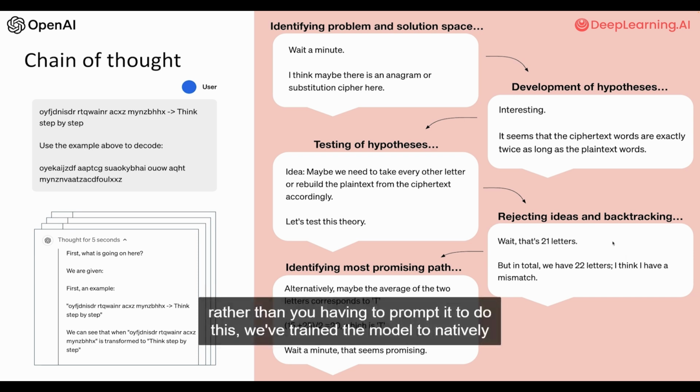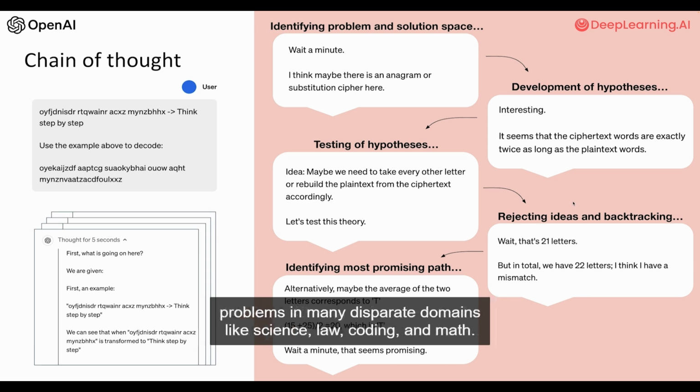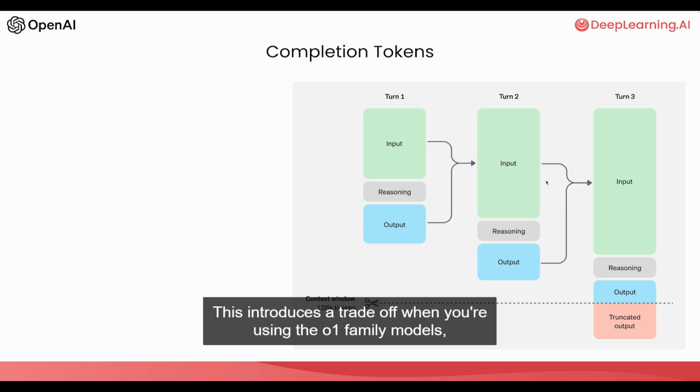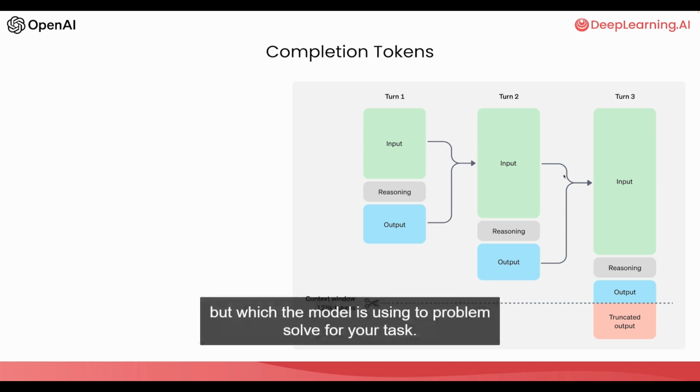Rather than you having to prompt it to do this, we've trained the model to natively apply this reasoning process so that it can work through more complex problems in many disparate domains like science, law, coding, and math. This introduces a trade-off when you're using the O1 family of models, where you generate extra completion tokens, which you don't actually see, but which the model is using to problem solve your task.